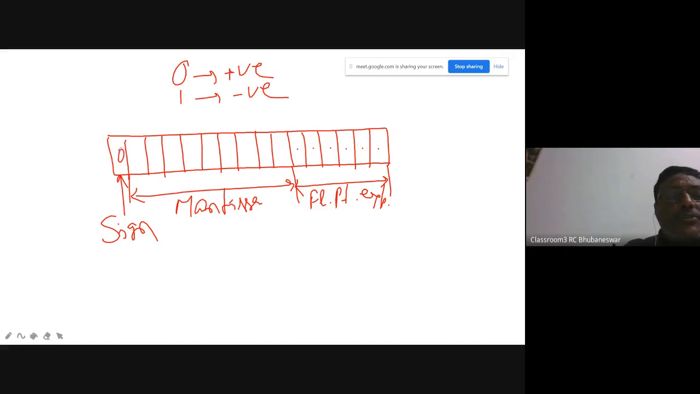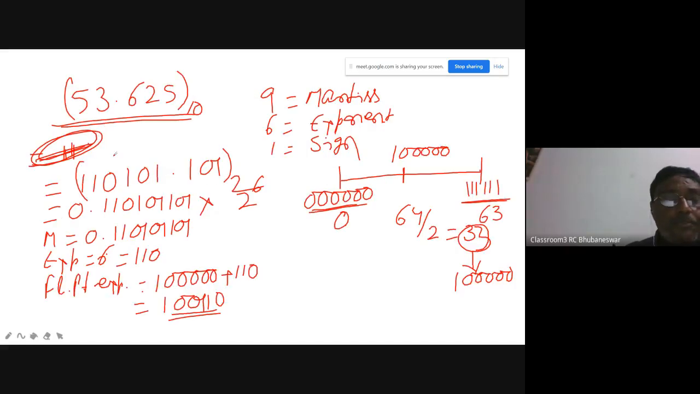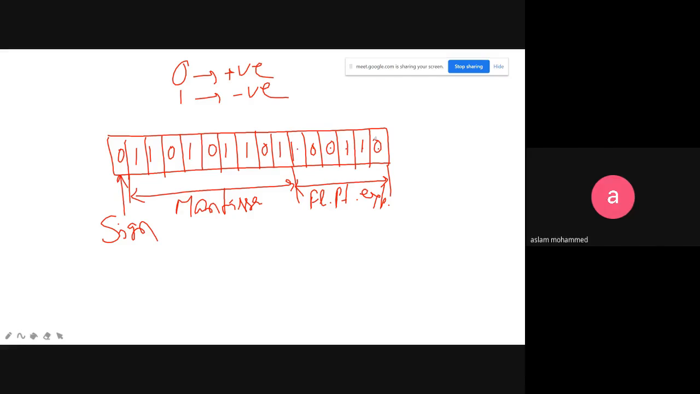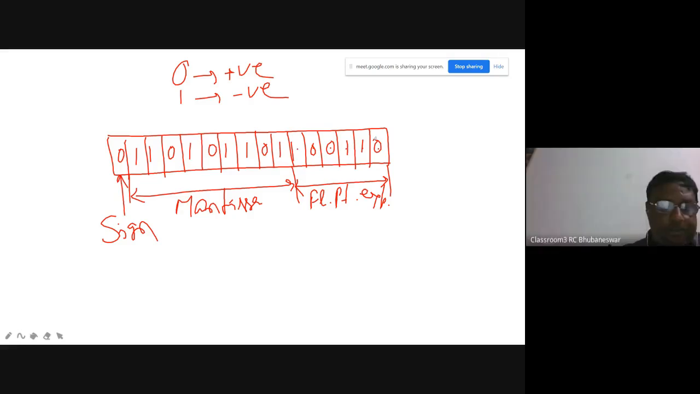It's a positive number, so 0. What is your mantissa? 1, 1, 0, 1, 0, 1, 1, 0, 1. And what is your exponent? 1, 0, 0, 1, 1, 0. This is the representation. Clear, all of you? Yes, sir. Okay.